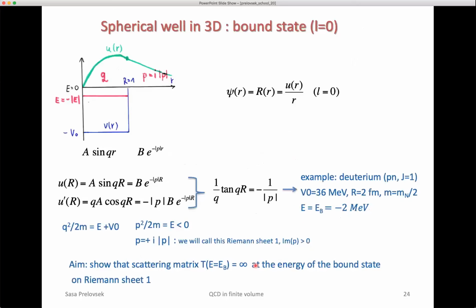Okay, now let's go to some simple examples. First we'll do a bound state, then we'll do a virtual bound state, and then we'll do a resonance. Resonance, although it's perhaps the most important, comes in the end because, never mind, it will come.